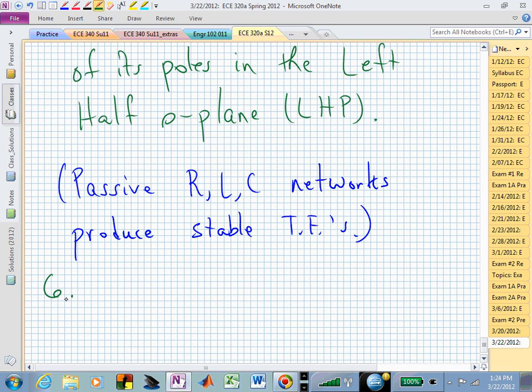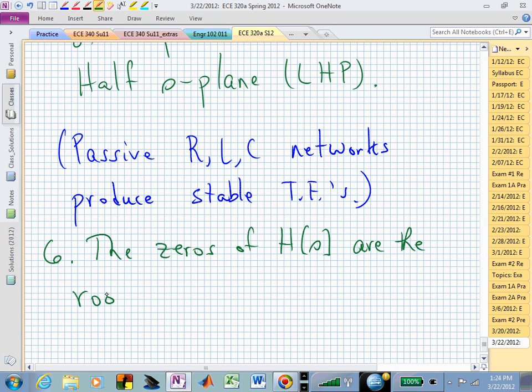One more property. The zeros of H of S, and what are those? Do the zeros influence the time constant of our system? The zeros? What are they, first of all? The zeros of H of S, how do we find those? If somebody gives you a transfer function, how are you going to find the zeros? Those are the roots of our numerator polynomial.